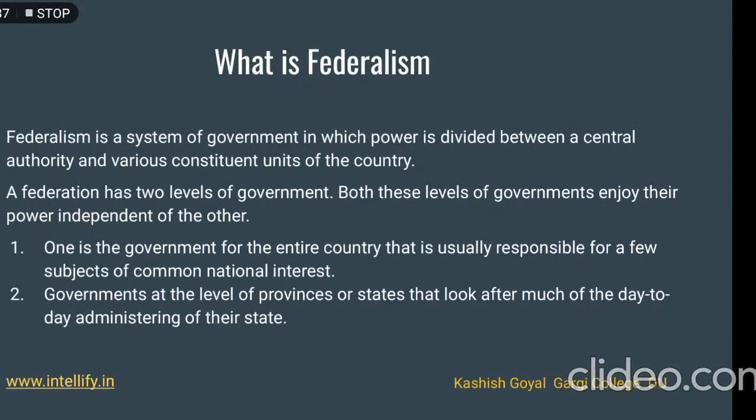Now a federation has two levels of government, right? As we have said, the central government and the state government are working at two different levels. The government at the center level looks at issues of national interest that cover the wider public, like foreign affairs, security, banking, currency, communication, like that. And the state government looks at day-to-day administrative functions like police, trade, commerce, agriculture, irrigation, etc.